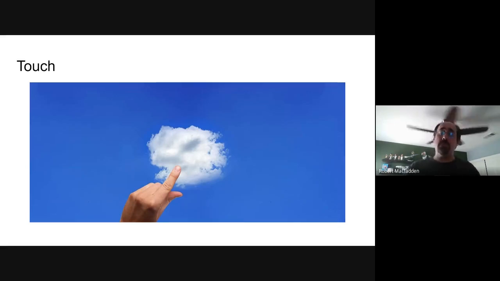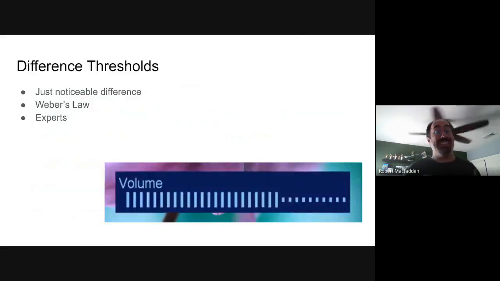Now, another threshold that we can actually experience are difference thresholds. And this is the just noticeable difference between one stimuli and another.